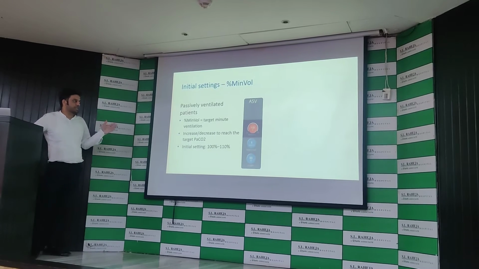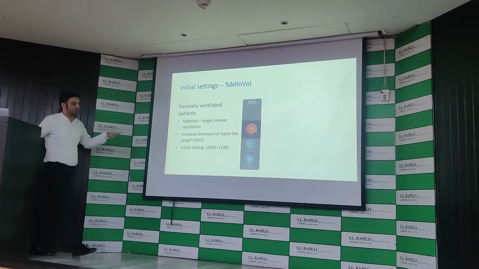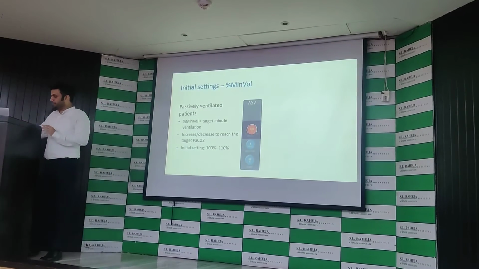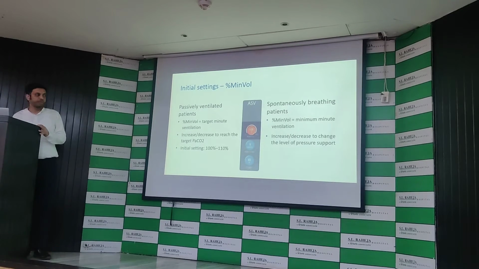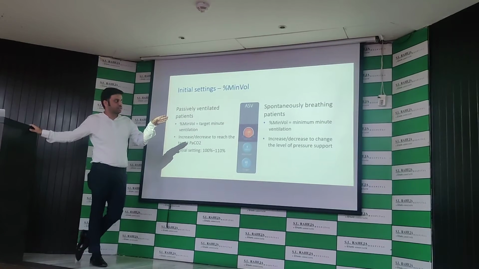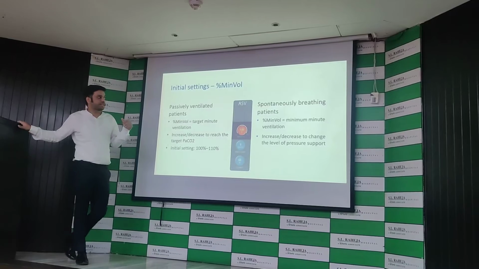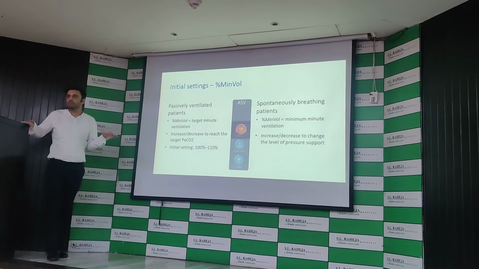Then similarly, it can be increased or decreased to reach the target PaCO2. The initial setting would be from 100 to 110% for normal lung conditions. For spontaneously breathing patients, you can also achieve the minimum minute ventilation. So you can decrease the minute ventilation if you get the patient's spontaneous activity, and it will again decrease to change the level of pressure support.